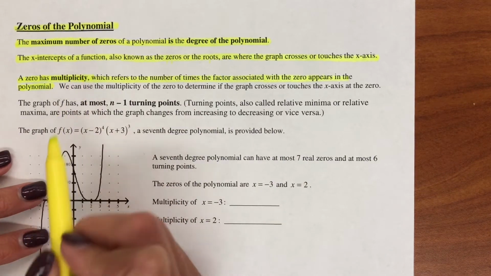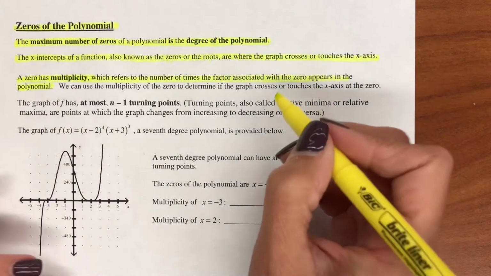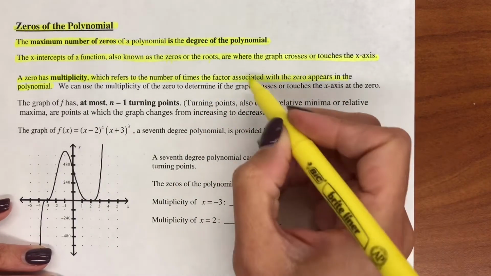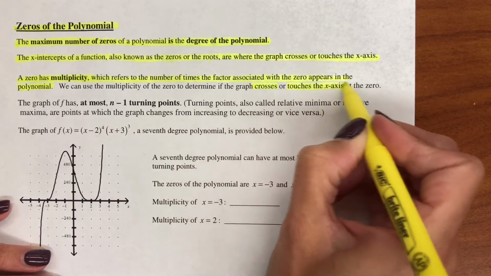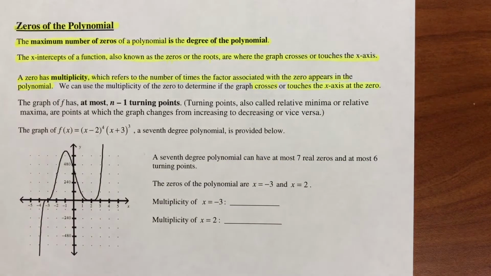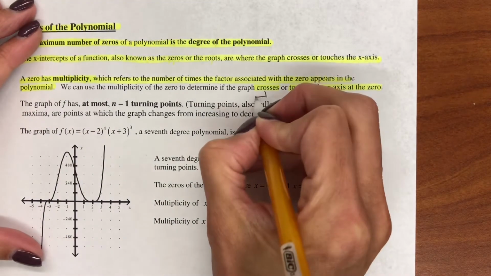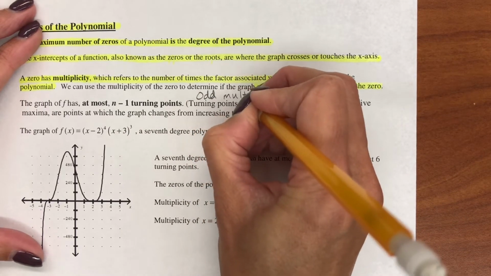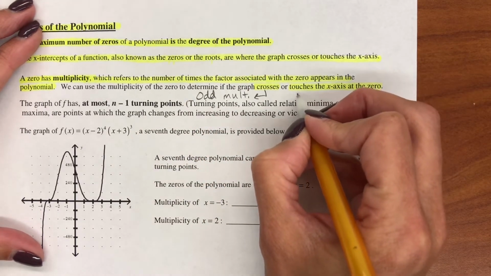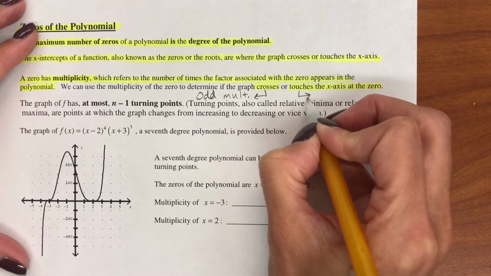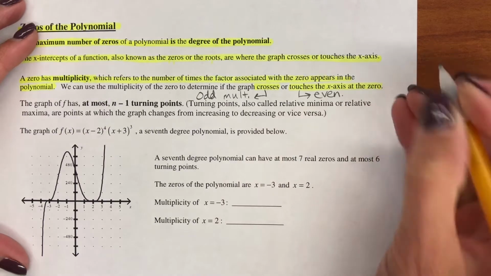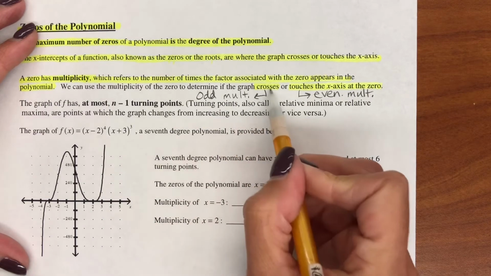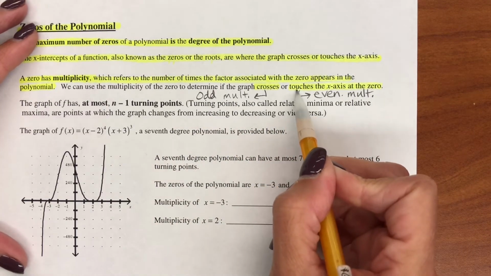And that's multiplicity. And this determines if the graph touches the x-axis or crosses it. So crosses or touches. If it crosses, this is going to be an odd multiplicity. And when it touches, this is going to be an even multiplicity. And again, we'll talk about this more as we go through these examples. So odd crosses and even touches.